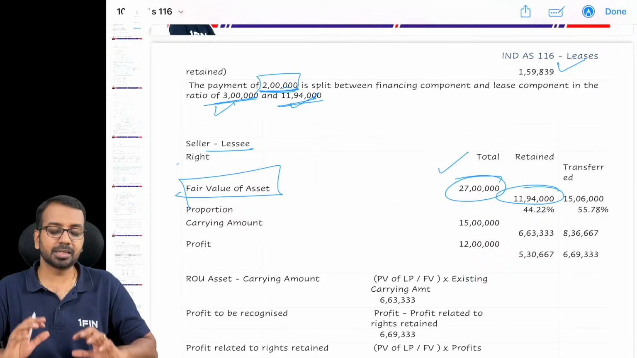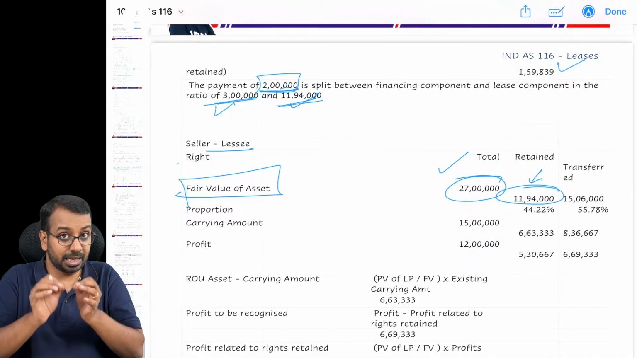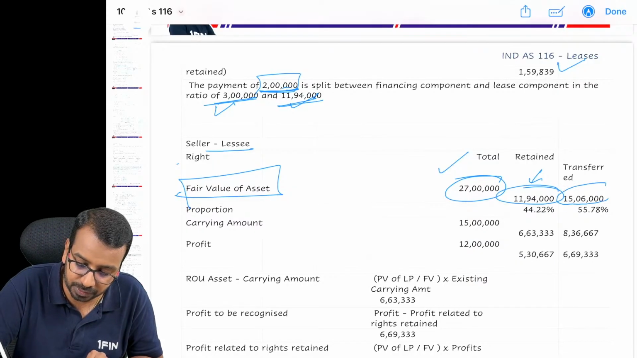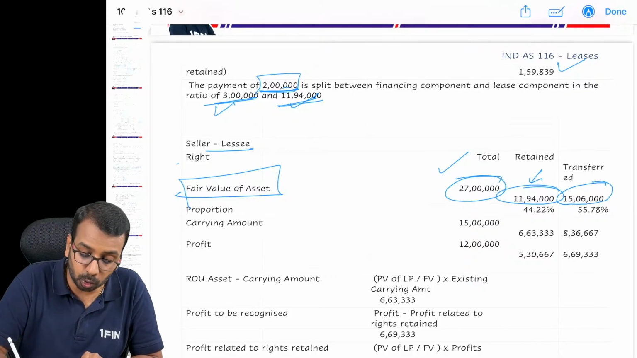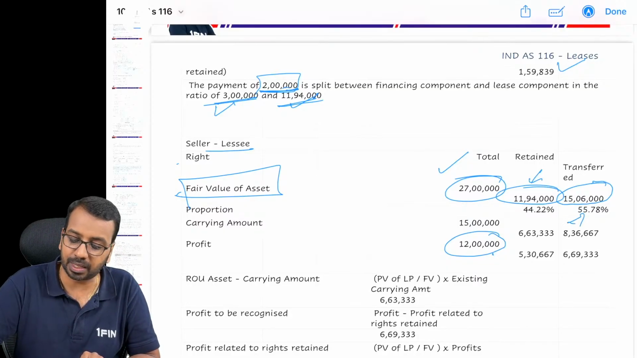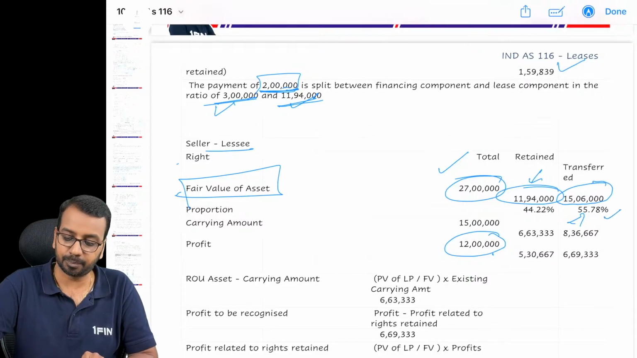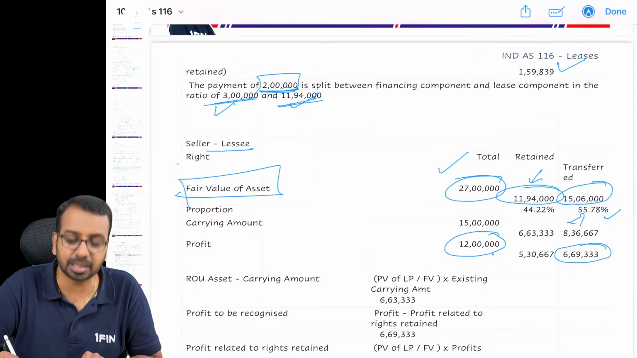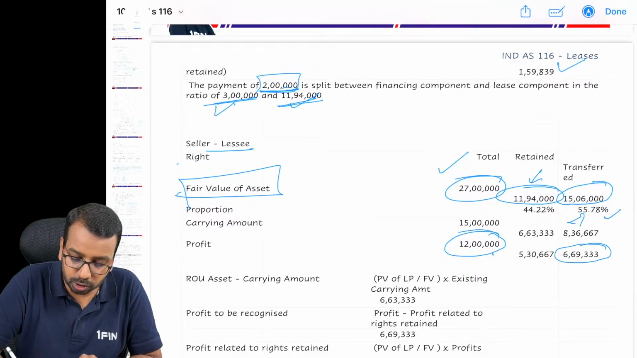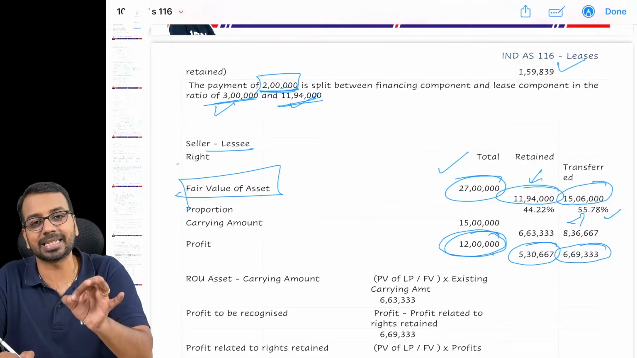So 27 lakhs is the fair value of the asset transferred. 11,94,000 is the right of use asset which is retained, and hence we have transferred only 15,06,000. So the total gain of 12 lakhs I cannot recognize. I will recognize gain only to the portion transferred. That is, I have transferred 15,06,000 divided by 27 lakhs. I get 55.77% into 12 lakhs. So my gain will be only 6,69,333. And out of the total 12 lakhs of profit, the portion which is retained is 5,30,667. On that I will not recognize any gain.